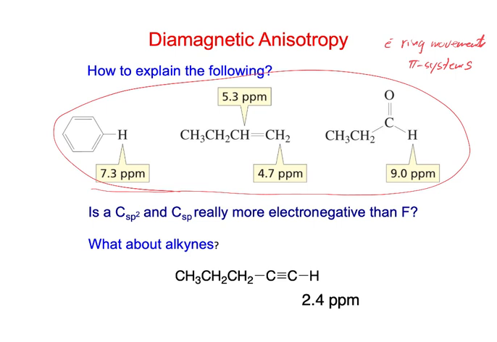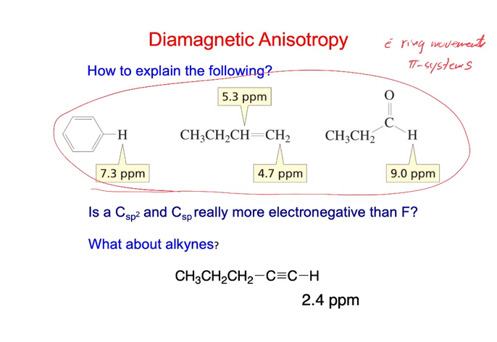If we followed the trend, and it was some electronegativity issue, we'd see a downfield shift here for the hydrogens on sp2 carbons. And what we would kind of expect is that an sp hybridized carbon should just continue the trend and be even farther downfield. But that, in fact, is not the case. The terminal protons in alkynes are more like 2.4. So are sp2 and sp more electronegative than fluorine? No, they're not. So that's the issue here.